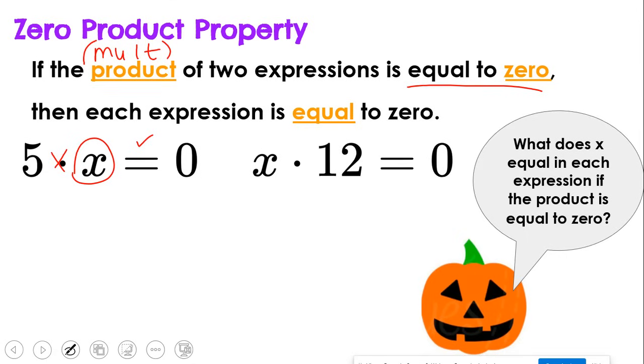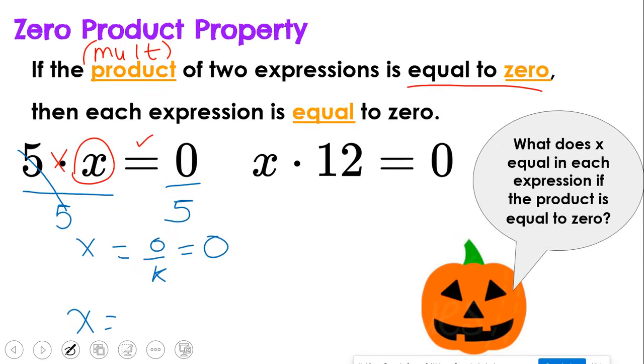Now remember, I got a product, 5 times x. So if I want to undo and get x alone, I have to use the inverse of multiplication, or the opposite, which is going to be division. If I multiplied by 5, I can divide by 5. Whatever I do on the left side, I got to do on the right. Now remember, it is okay to have 0 on top. 0 divided by 5 is just 0. So, we got 0 is equal to x. Perfect. Exactly what we said it was going to be.